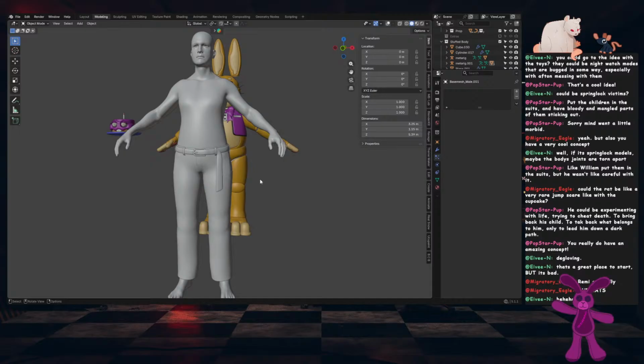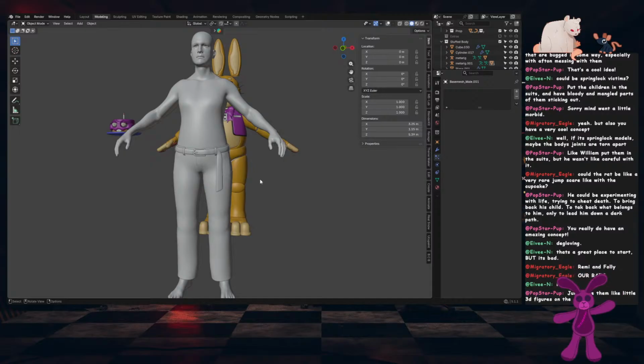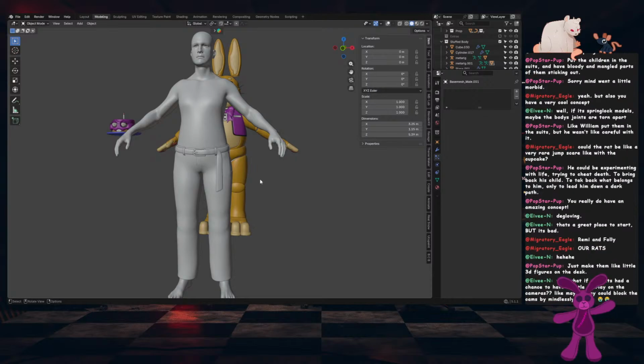Just make them little 3D figures on the desk, maybe. If you click them like bobbleheads, instead of making the honk sound, they'll have a chance to jump scare you, the way the Balloon Boy figure does in the movie. I like that idea, but I feel like that would really break the whole it's spooky, scary, you know.